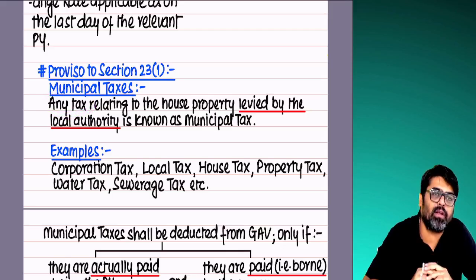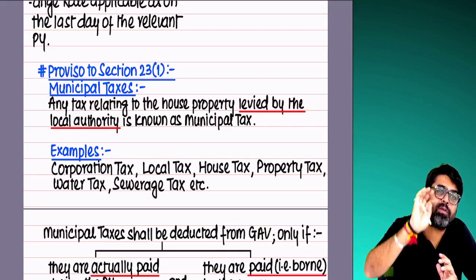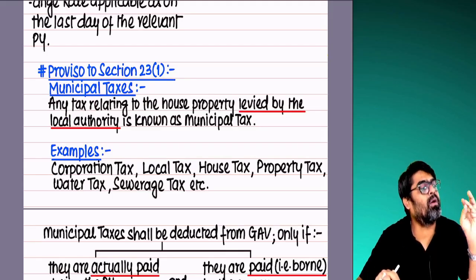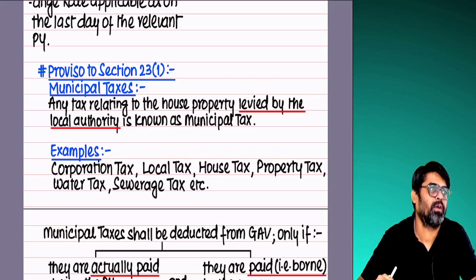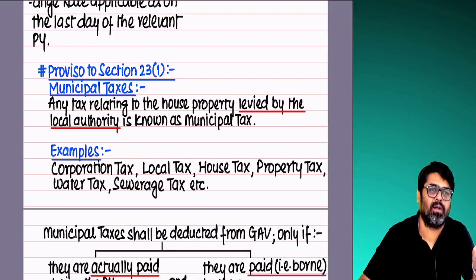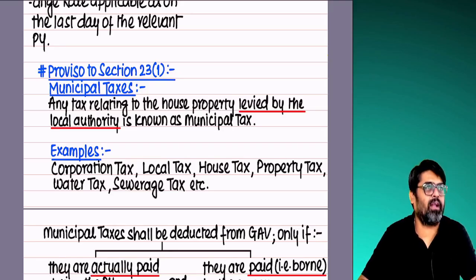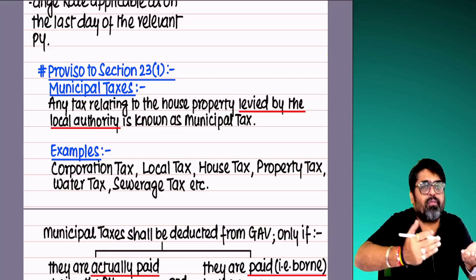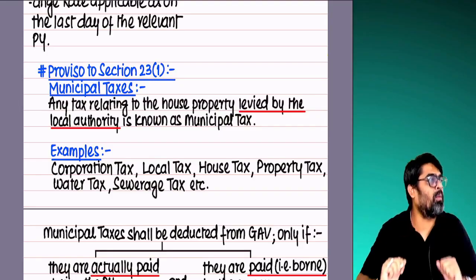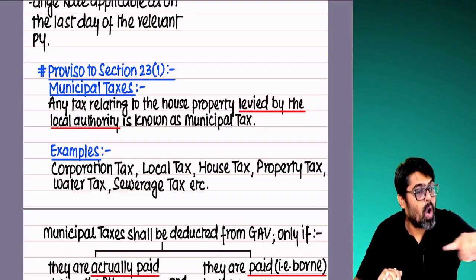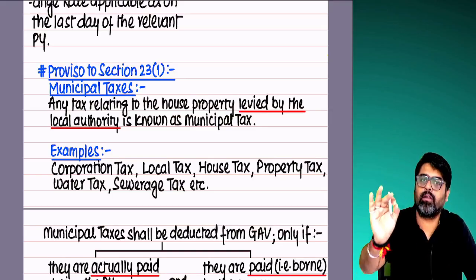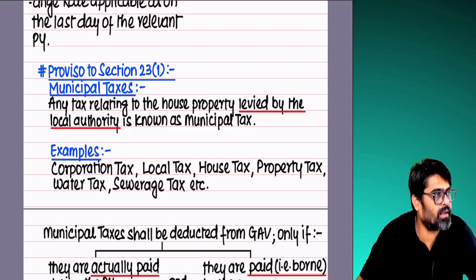it is not necessary that the name of the tax will be municipal tax only. It can be charged by any name. Can it be called corporation tax? Yes. Can it be called property tax? Yes. Can it be called water benefit tax? Yes. Can it be called sewerage tax? Yes. By different names, the local authority would charge a tax from you on your property. All those taxes, by whatever name called, will be treated as your municipal tax. Will you remember this? Hello?